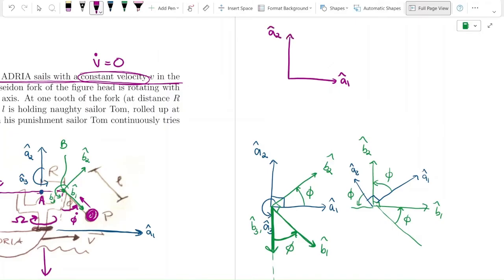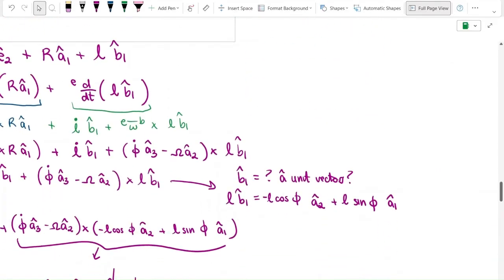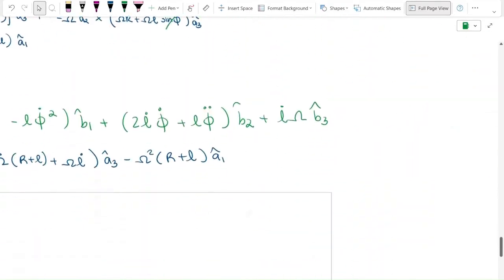I'm not going to draw the A3 hat just so we have a clean picture. But when phi is at 90 degrees, when Tom is over here, then B1 points in the same direction as A1. And then B2 hat points in the same direction as A2 hat. So what does that mean? That means we can simplify our expression a lot.